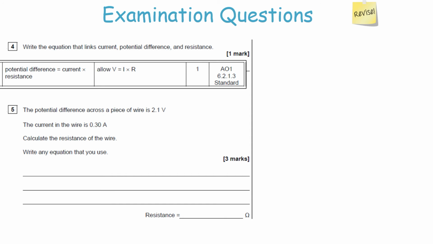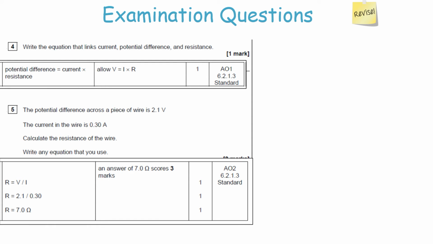So we know that resistance is therefore going to equal your value for potential difference 2.1 divided by your value for current 0.30, so we get our answer to be 7.0 ohms. Now again, we wrote that to two significant figures because potential difference is given to 2 sig fig, 2.1, and current is given to 2 sig fig, 0.30. Remember, we start significant figure counting at the first non-zero number.